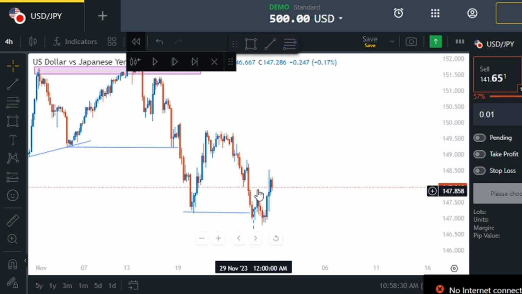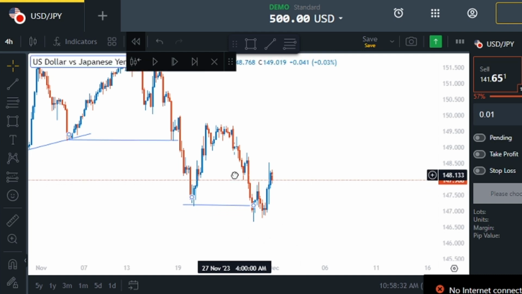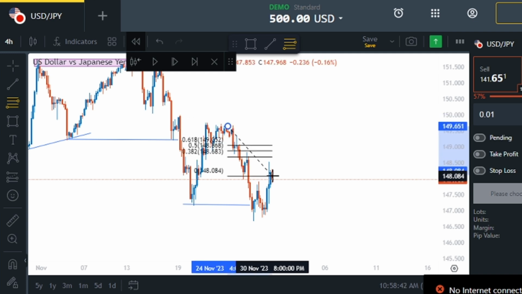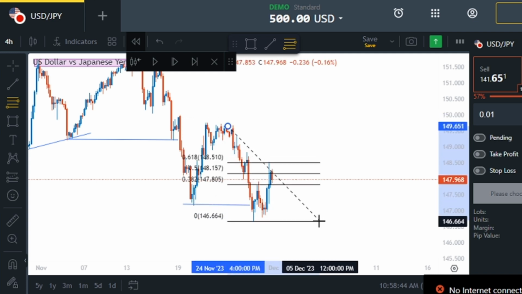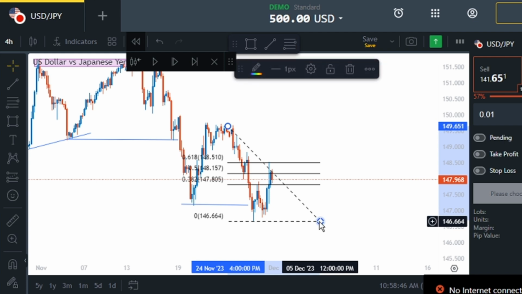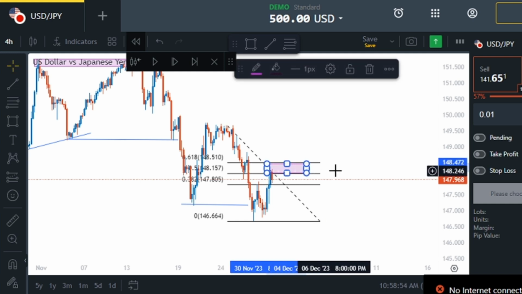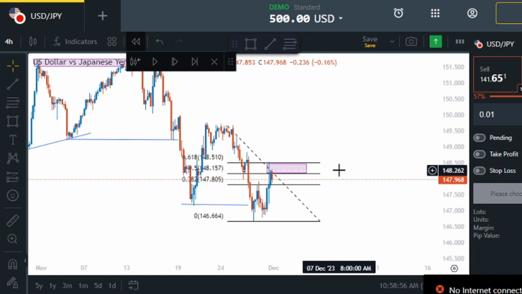So what do I need to do? At this point, I'll take my Fibonacci tool. This is the high that caused the break of that low. I take my Fibonacci tool, then I mark it out. Now, what am I expecting? I'm expecting the market to come to this region, between 0.5 and 0.61 region.